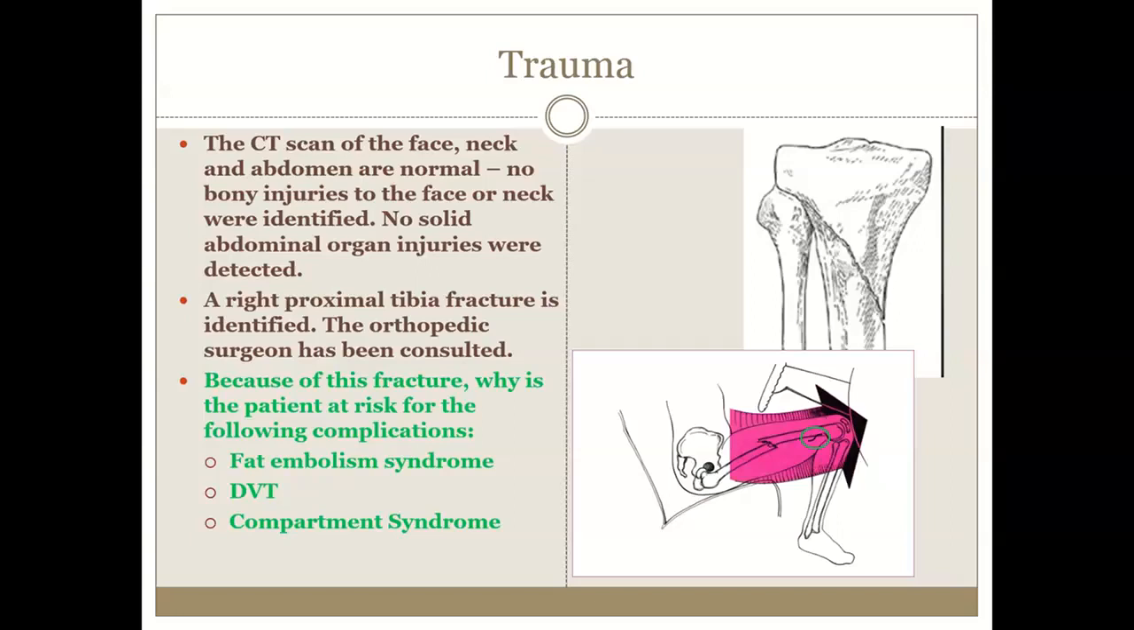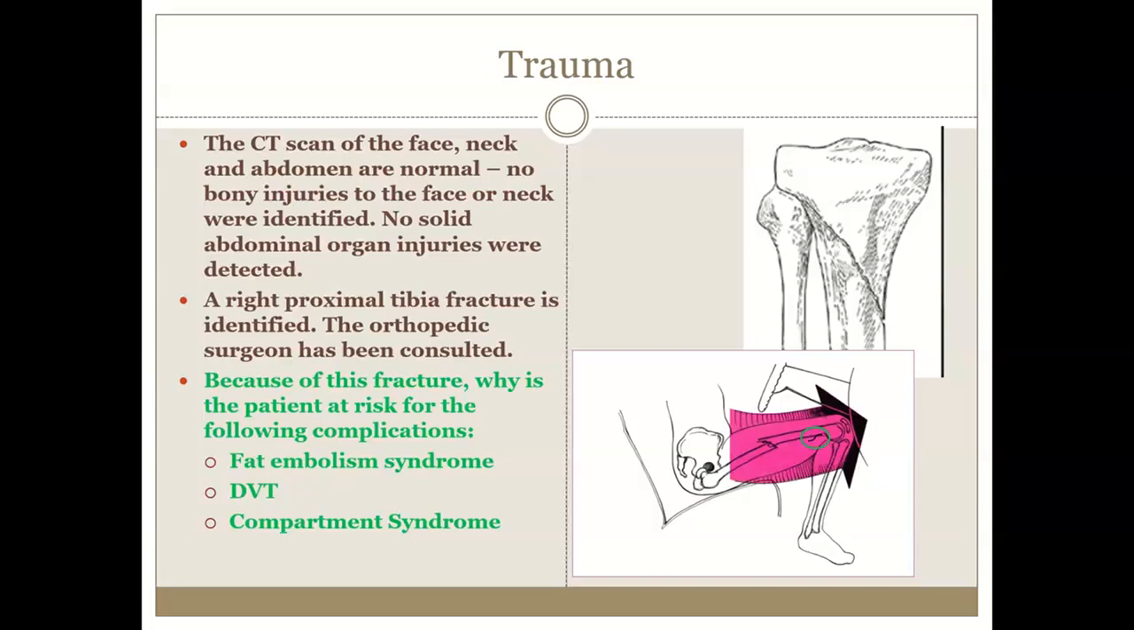Now, the CT scan in our patient has been done, and they're all normal of the face, neck, and abdomen. And so no bony injuries and no solid abdominal organ injuries were detected. However, a right proximal tibial fracture is noted, and so the emergency physician will consult with an orthopedic surgeon.